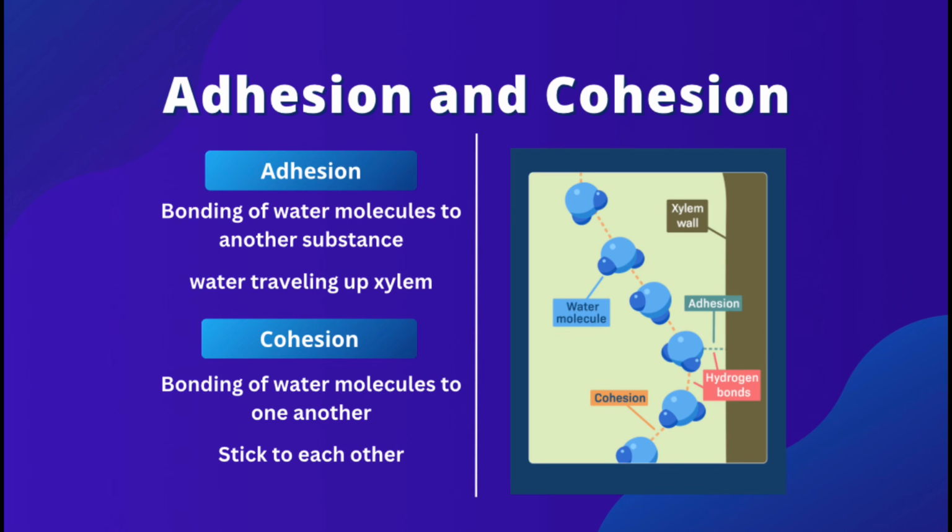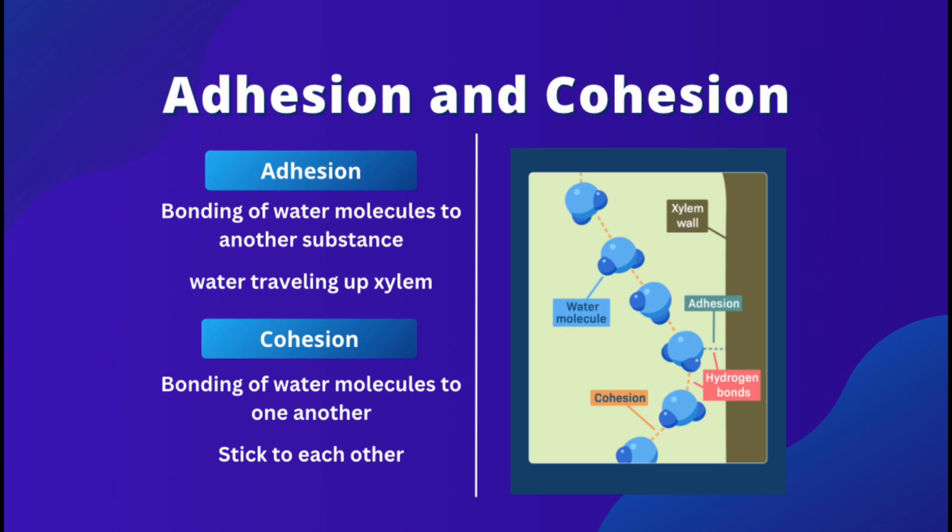Another important property of water is its ability to perform adhesion and cohesion. Adhesion is the bonding of water molecules to another substance. This is especially important for plants, as water molecules stick to the xylem walls of plants in order to travel up to the leaves. This characteristic of water being able to travel against gravity is called capillary action.